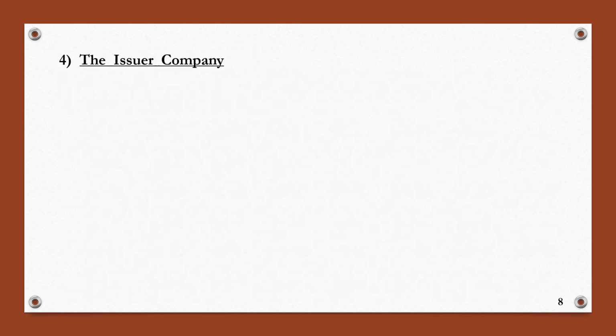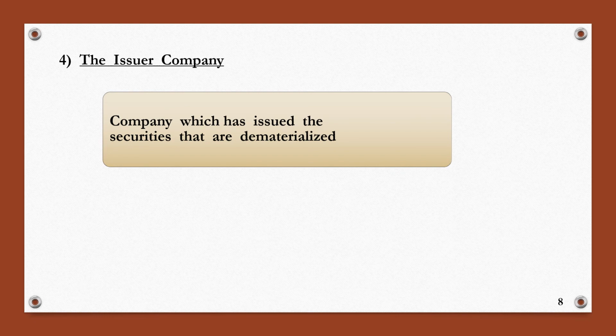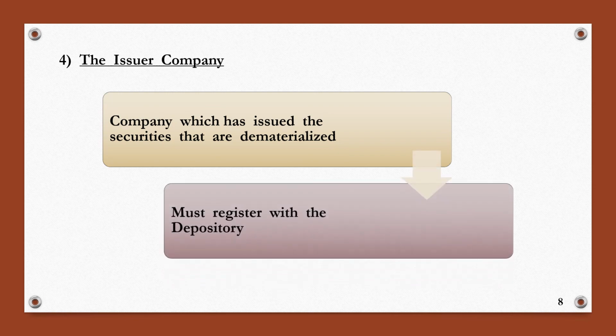We have now reached the last constituent of depository system, that is the issuer company. Issuer company refers to the company which issues securities in dematerialized form, that is electronic form, which means that all the companies issuing securities in a computerized form are called as issuer company under the depository system. Further, it is compulsory for such an issuer company to register itself with the depository, that is, either with the NSDL or with the CDSL.